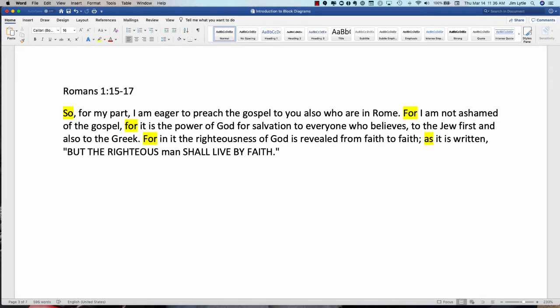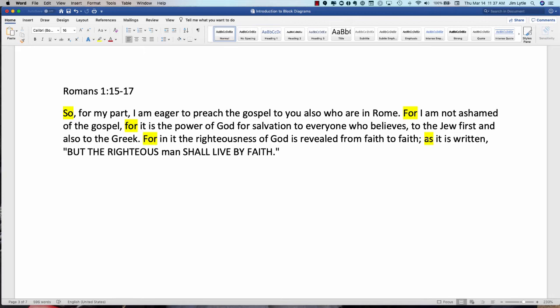You've heard me say this in class. Why are you eager to preach the gospel, Paul? For or because I'm not ashamed of the gospel. Why? For or because it is the power of God for salvation to everyone who believes, to the Jew first and also the Greek. Well, how could that be? For, because in it, in the gospel, the righteousness of God is revealed from faith to faith.